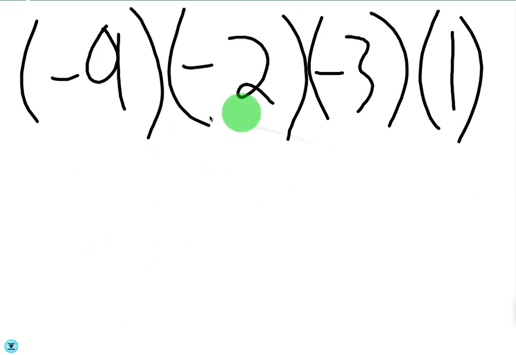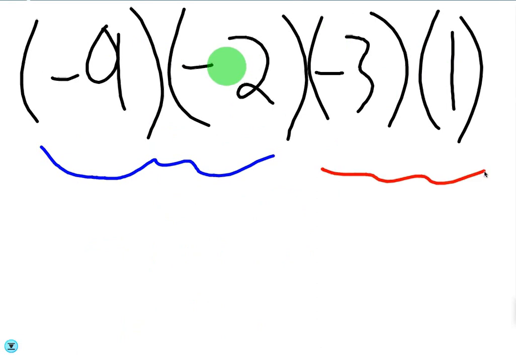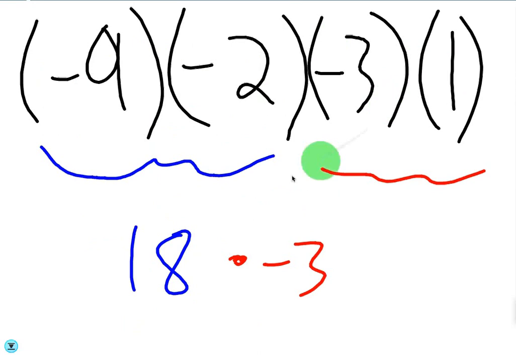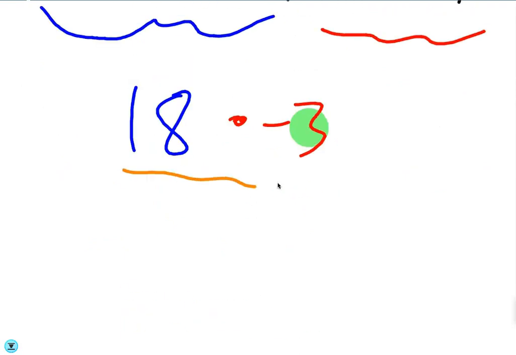In this case, we have a negative 9 times negative 2 times negative 3 times 1. In this case, I'm going to multiply the negative 9 times the negative 2, and then I'm going to multiply the negative 3 times the 1 and multiply those two answers together. Negative 9 times negative 2 is positive 18, and then negative 3 times 1 is negative 3. So now all I have to do is 18 times negative 3, which if we work that out, a positive times a negative is negative. Positive times a negative is a negative, so the answer is negative 54.